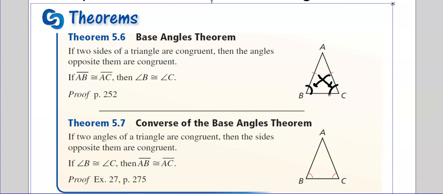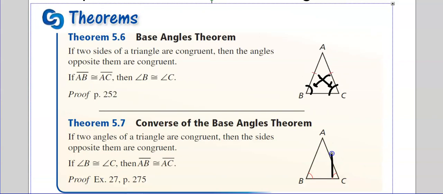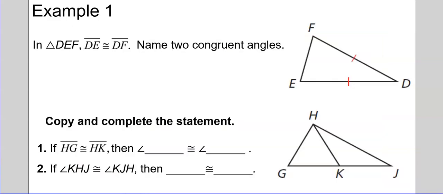All right? And the converse of that is if you have two angles that are congruent, that was a mistake. That should have been an eraser. Let's try this again. If we go this way, we can mark these equal to each other. Okay? So it's a really nice, useful thing to know.